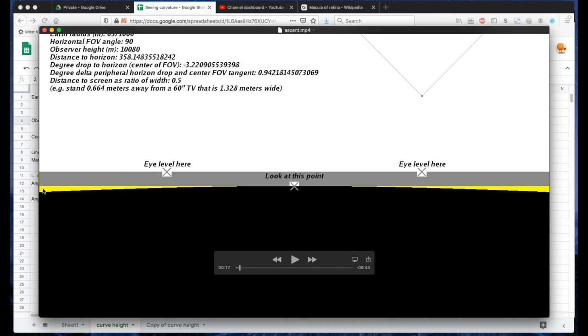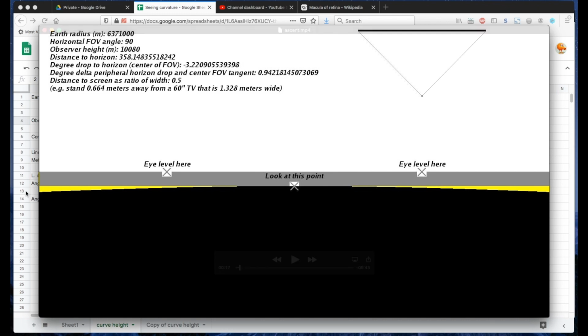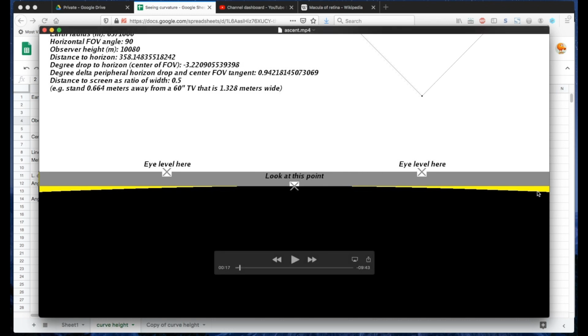And this is the point that I was trying to make. How high do you have to be before you start to see a curve? This is probably one of the best case scenarios. There's a very clear contrast between black and yellow, but keep in mind that if you're looking out of an airplane at 10,000 meters, or probably even closer to 11,000 meters, this represents a 90-degree field of view.